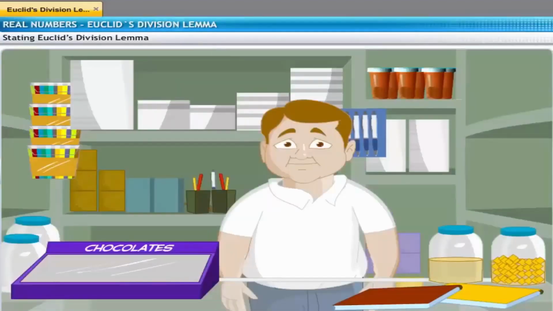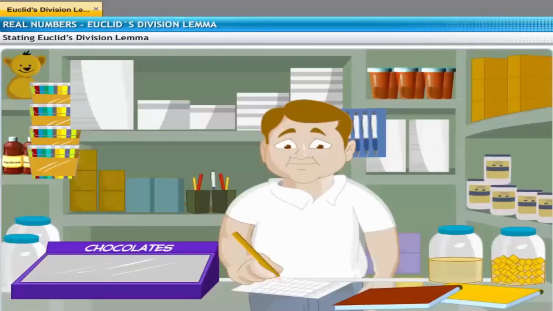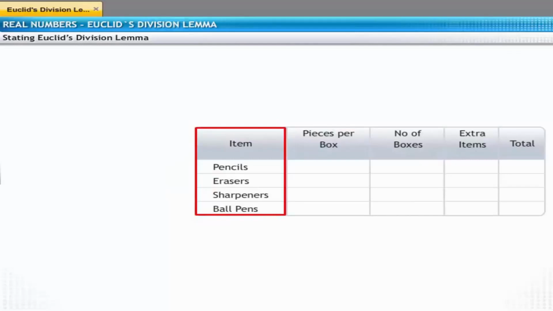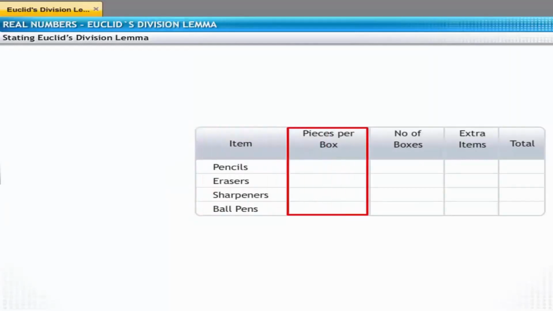Meet Mr. Chatura. He runs a stationery shop. To keep a track of all the items in his shop, he uses a special form. Right now, he's checking his stock. Let's take a closer look at his form. The first column of this table shows the names of different items Mr. Chatura sells. The second column shows the number of items in standard boxes available. Now, let's follow Mr. Chatura as he fills his table.